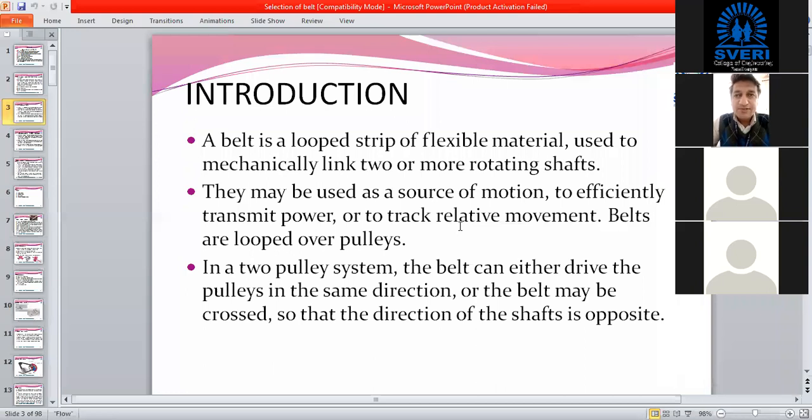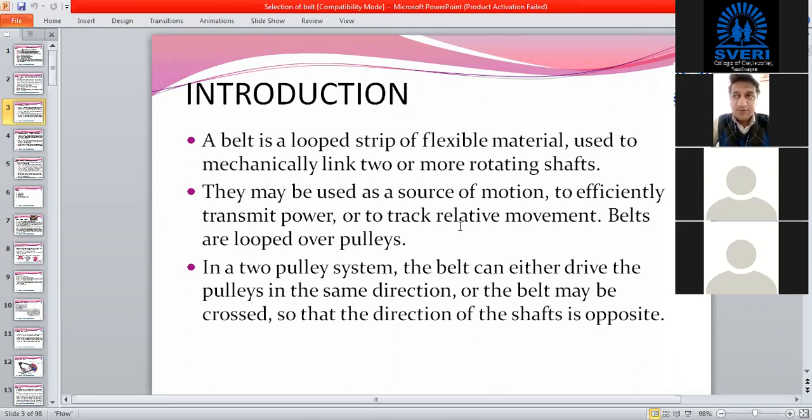But the negative side is that if the slippage is more, then efficiency will get reduced. The power which we want to transmit will not be transmitted, or the power which is generated with the help of the prime mover is not all transmitted. Okay, that is the negative side. So when we are going to use this belt drive, obviously we have to use pulleys also. Over the pulleys we are going to lap that belt, and hence the power transmission is taking place.